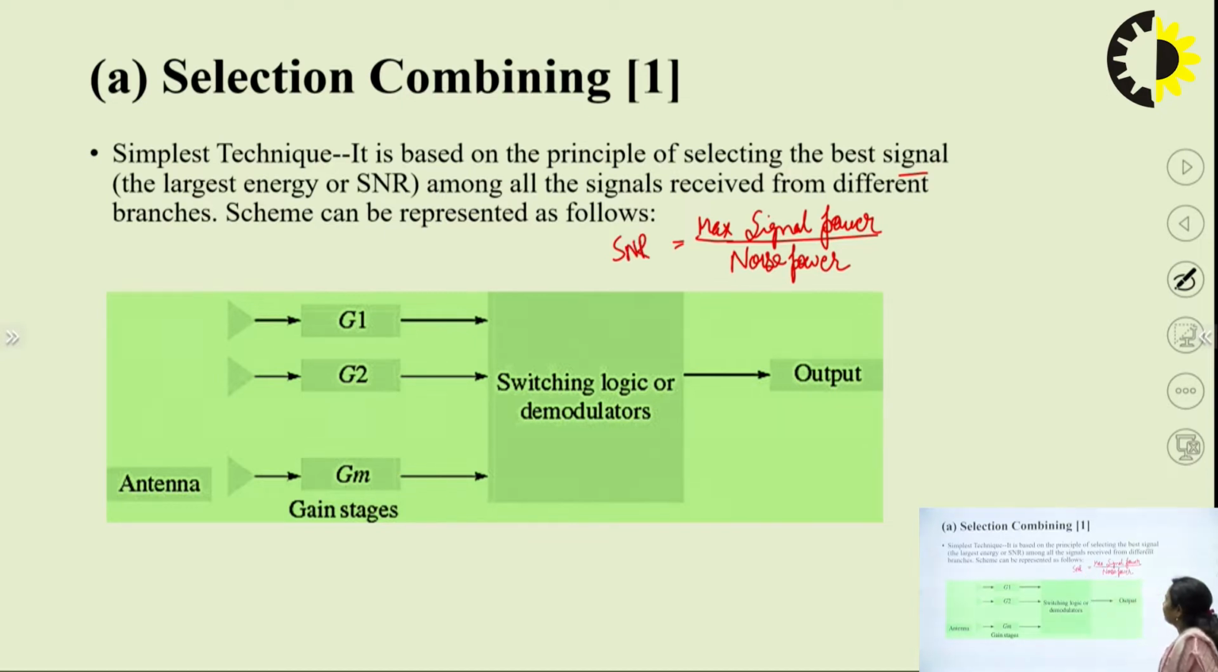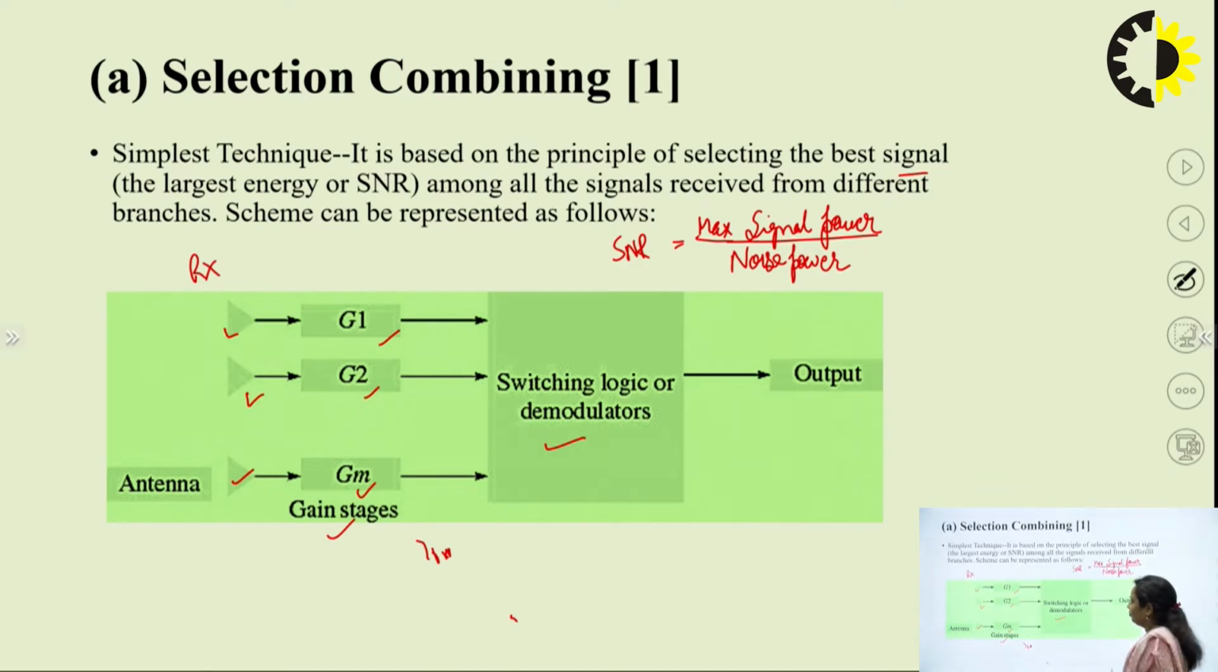Among all the signals received from different branches, let's say at the receiver side, we are considering a model where different antennas are there. These are the different antennas, and at the output of every antenna there is a gain factor, meaning each branch has its own gain, that is G1, G2, up to Gm. So this will be the first gain, second gain, and Gm. Now this will be passed through a demodulator, that is, switching logic or demodulator will be there.